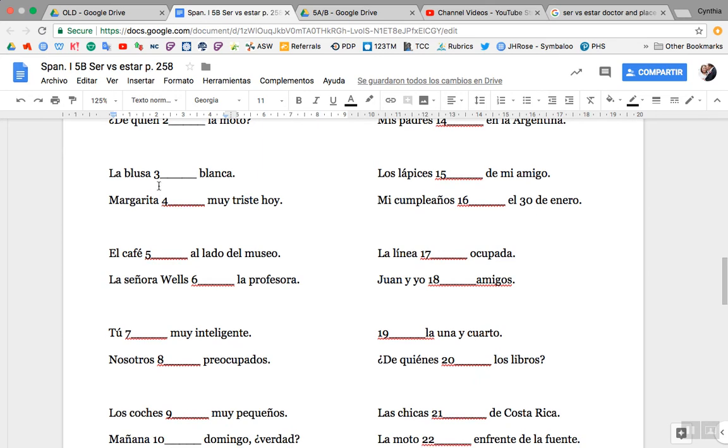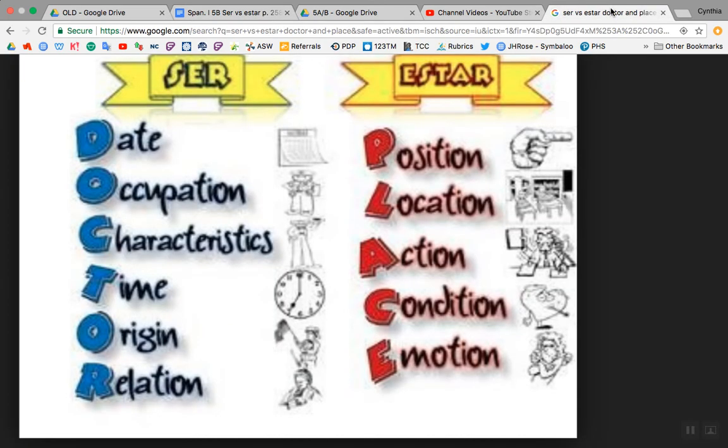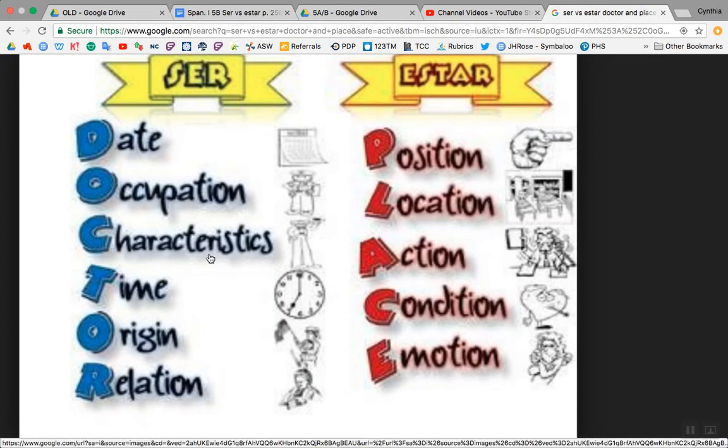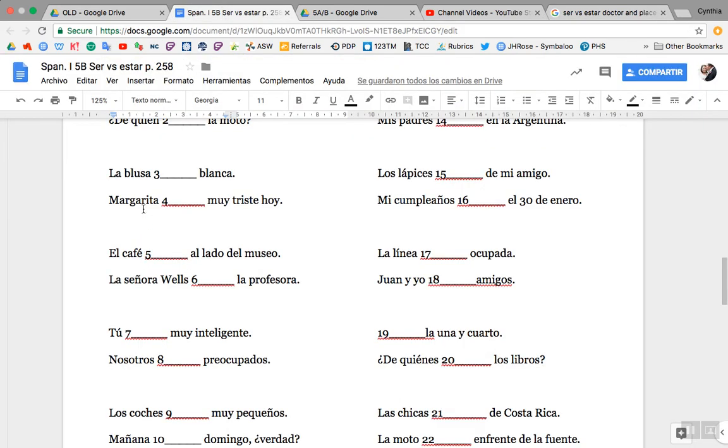La blusa es blanca. Es or está? Es, right? Characteristics. If you're telling me the shirt is white, it's always going to be white, and you're telling me a characteristic of it. I forgot to mention something. Let me go back to this.